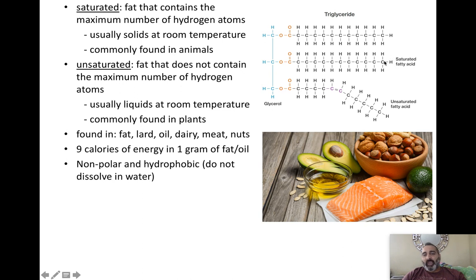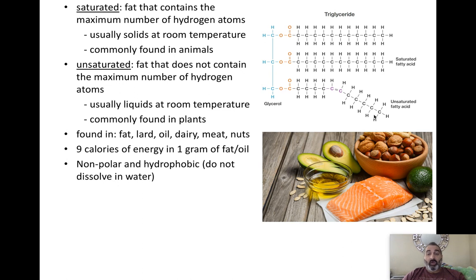Here's another way of looking at it. They don't have a double bond anywhere in there. If you notice the unsaturated chain, it has a double bonded carbon to carbon here. Because of this double bonding, that double bonding removed some hydrogens. So this double bonding means they have less hydrogens in their chain than they do in the saturated. So unsaturated fatty acids have less hydrogens in them. Generally speaking, unsaturated fats are usually better for us.